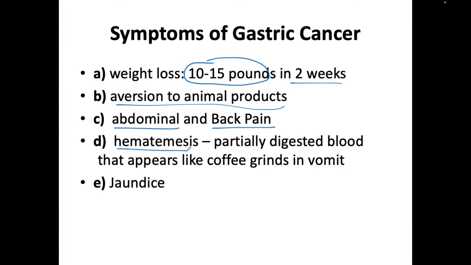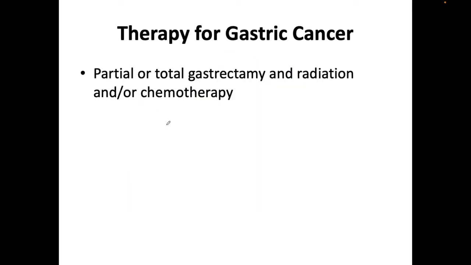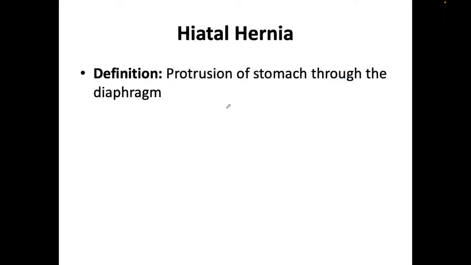There's hematemesis, which is vomit that contains partially digested blood, and it has the appearance of coffee grinds in vomit. And then there's jaundice. If you're light skinned, you can see jaundice as yellowing of the skin. If you're dark complexion, you can use the white of the eyes. The sclera will appear to be yellow. And the therapy is typically a partial or a total gastrectomy, or they'll do radiation and chemo for stomach cancer.